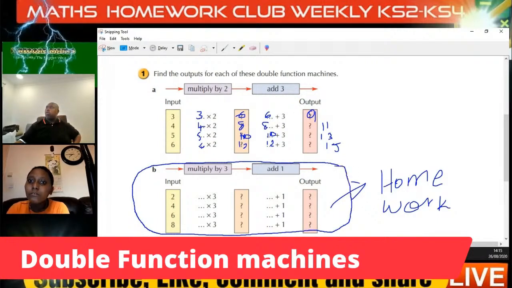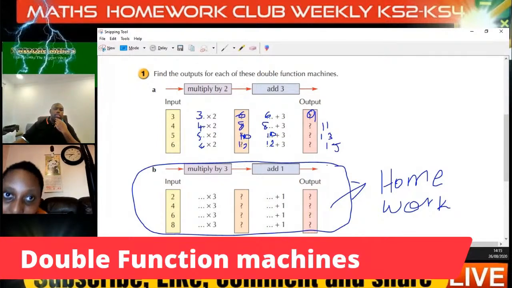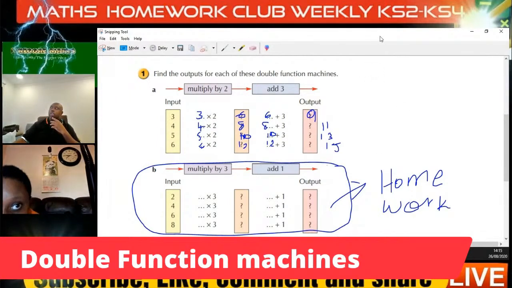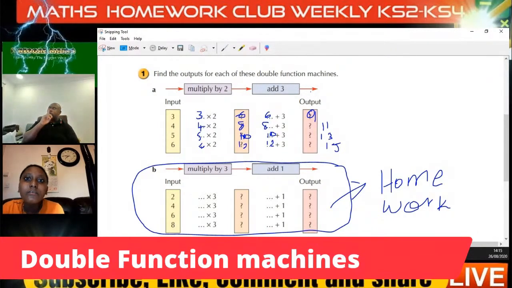Right? So, did you learn anything new today? We did double function machine. Double function machine, good, right? And that's just combining two of the operation, right? What else did you learn today? There was something key that we learned today. Something to do with this.